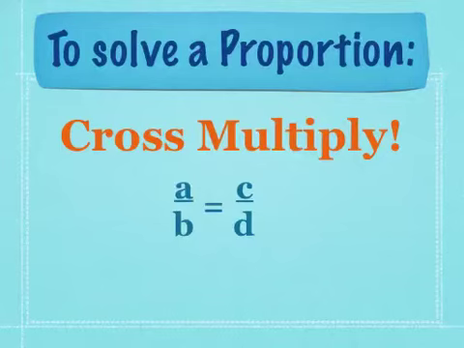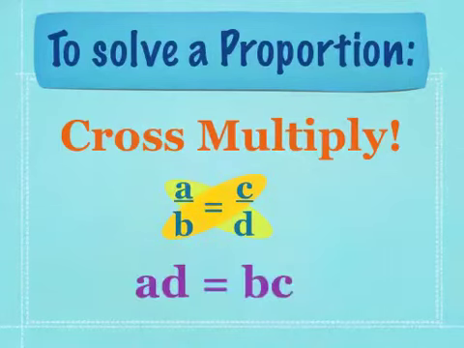What I mean by cross multiplying is you're going to take the top, or the numerator, of one of your ratios and multiply it by the denominator in the other. So in this case, if I have A over B equals C over D, I would multiply A times D, and then set it equal to the other cross product, which would be B times C. So to cross multiply this proportion, I would have A times D set equal to B times C.